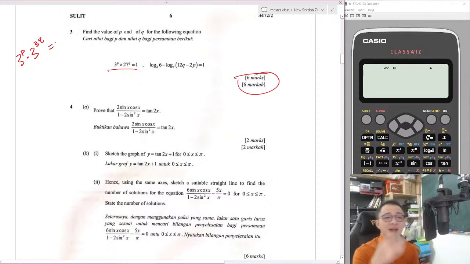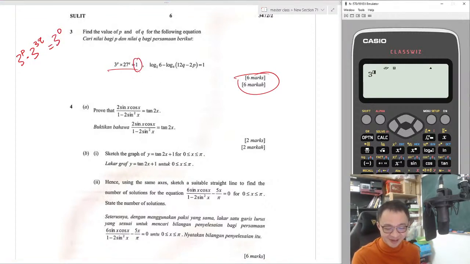And what is 1? I told my students many times, 1 is a magical number because I can change it to any number power of 0 equals 1. In this case, I need a 3 here. So I say 3 power of 0, because 3 power of 0 is 1. If you don't believe me, you can type it in the calculator.